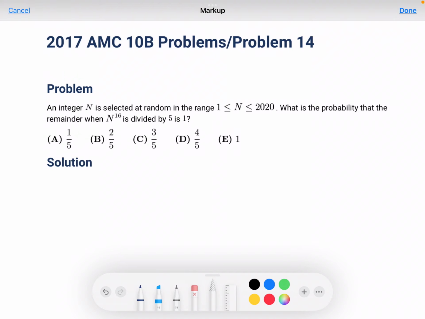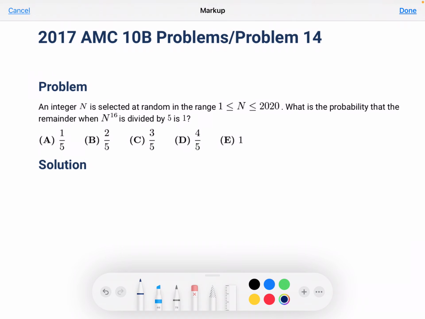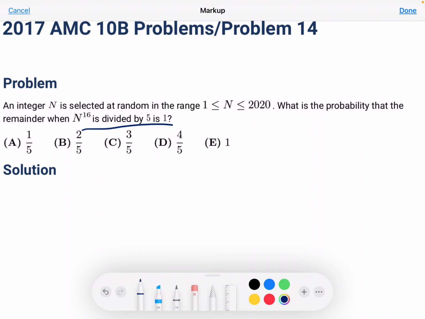Salutations, today we're going to be looking at the 2017 AMC 10B problem number 14. An integer n is selected at random in the range, where n is an integer between 1 and 2020 inclusive. And the question is, what is the probability that the remainder when n to the 16th power is divided by 5 is 1? So we're looking for a specific remainder.